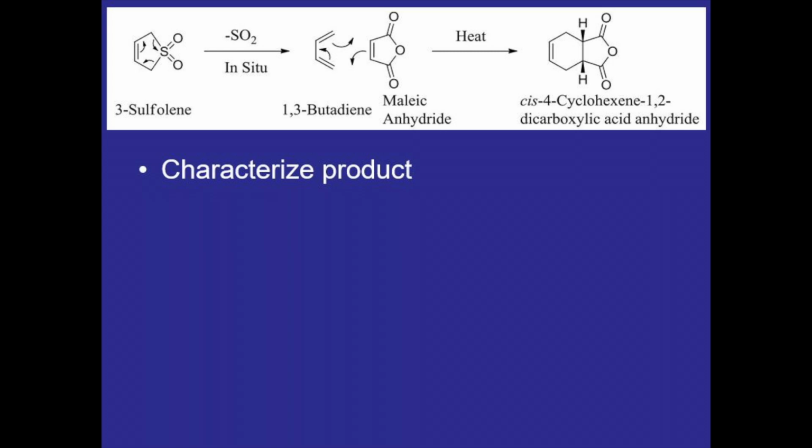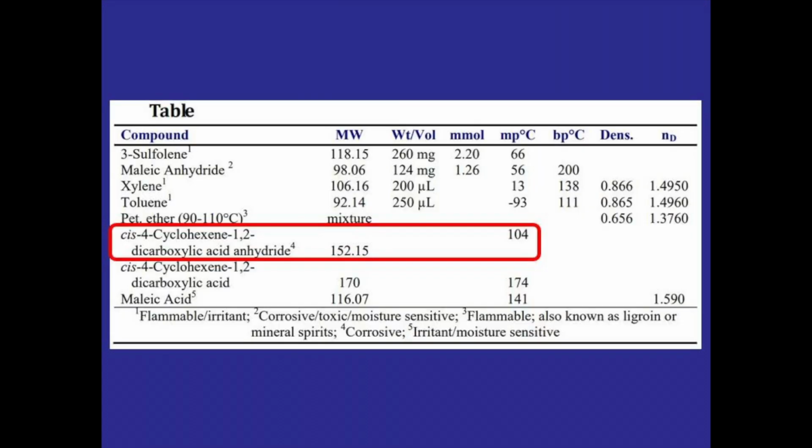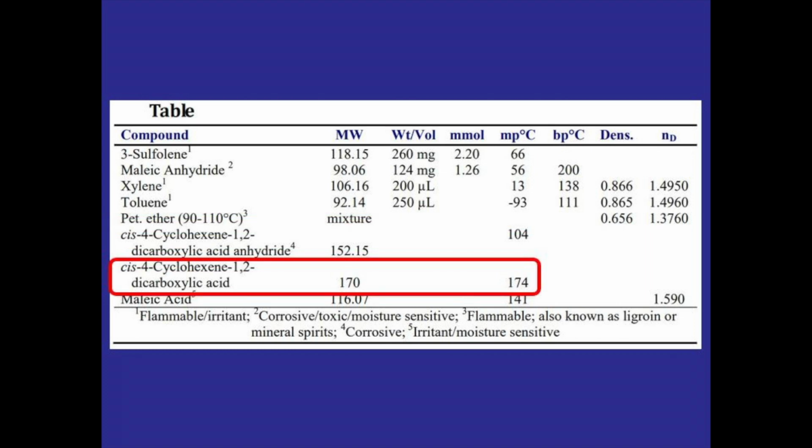Once we have the purified crystals, we can characterize the product by taking a melting point and running an IR spec. Now, just briefly, I want to go over some concepts around melting points. For example, let's say we're taking the melting point for the anhydride product, which we would expect to see around 104 degrees Celsius. But let's say that we were not able to remove all of the dicarboxylic acid, which has a melting point of 174 degrees.